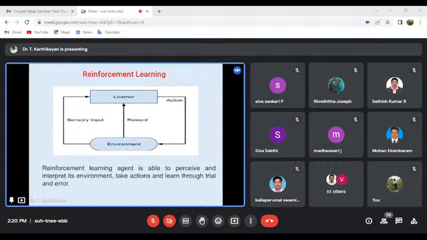This technique of machine learning differs from supervised learning in that you need not supply any labeled input. Why? Because the system itself is learning on its own. The focus is on finding the balance between exploring the new solution versus exploiting the learned solution. So this is what the machine is doing in this reinforcement learning.